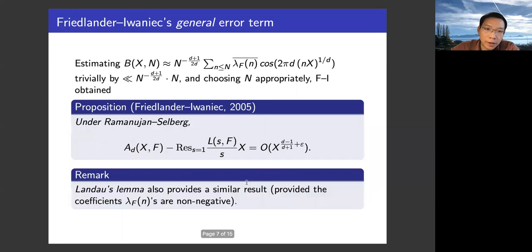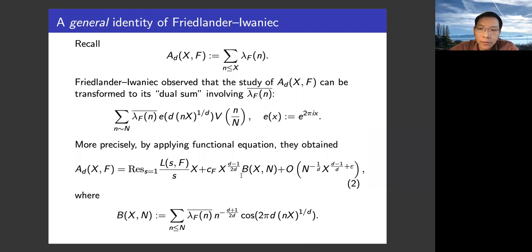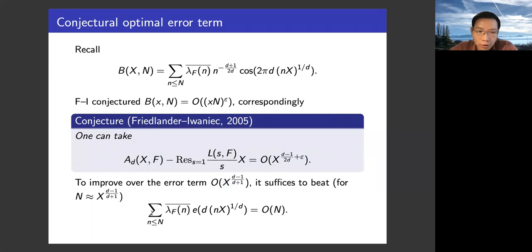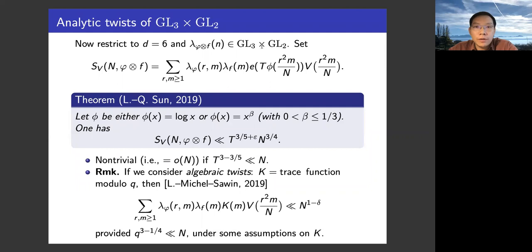So according to the identity of Friedlander and Iwaniec, if we want to improve the original estimate for this A sub d, it suffices to give some improvement for the dual summation when n is in a certain range. So we would like to improve this trivial estimate when n is roughly equal to this size. And we consider the case that d equals 6, and the automorphic form is GL3 × GL2. So let us set more generally the following summation. Here is the GL3 × GL2 summation, and the length of summation is of size N. And here we normalize this phase so that it is roughly of size 1, and the oscillation of the exponential function is of size T.